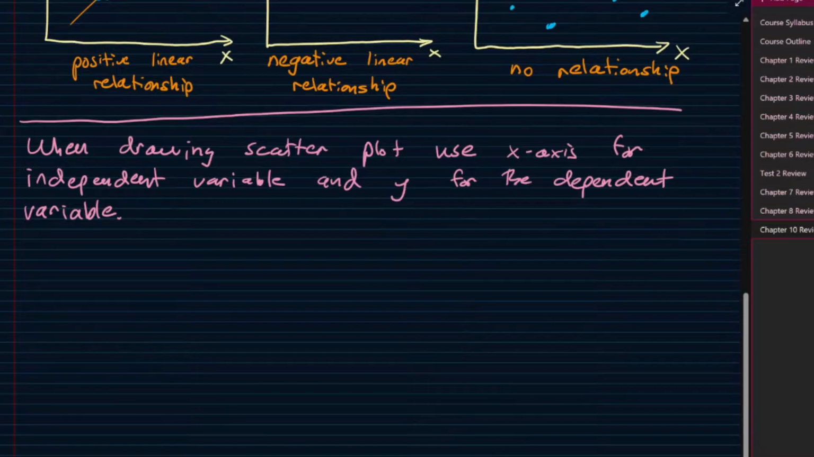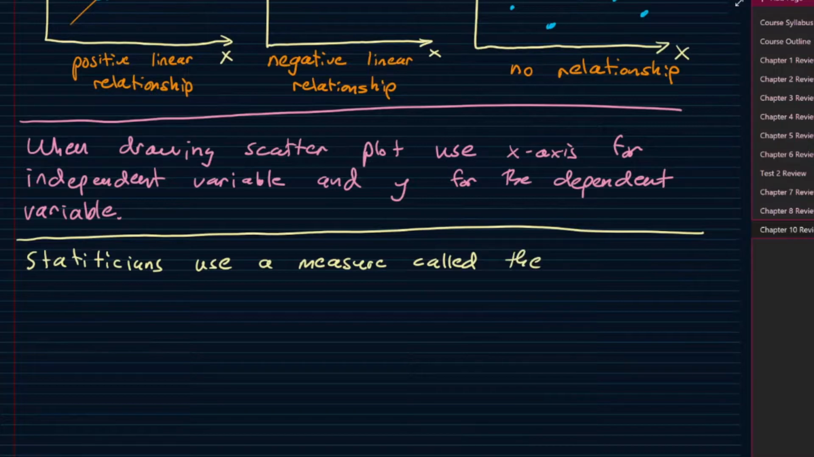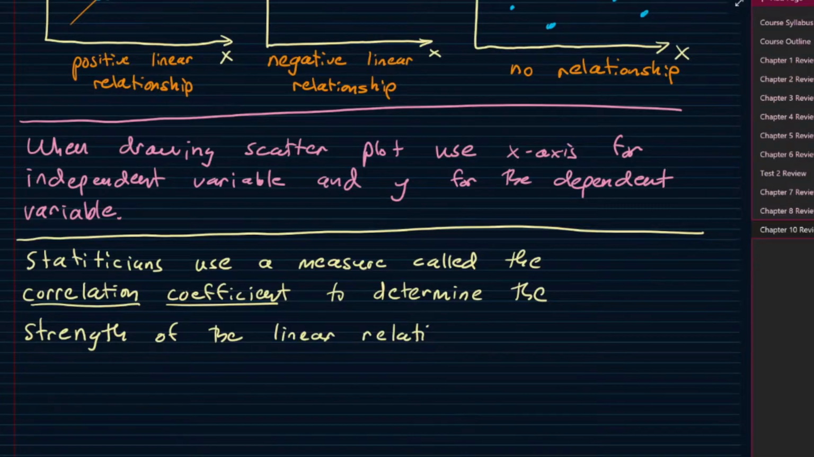Okay, so let me define or talk about correlation a bit more. Statisticians use a measure called the correlation coefficient to determine the strength of the linear relationship between two variables.